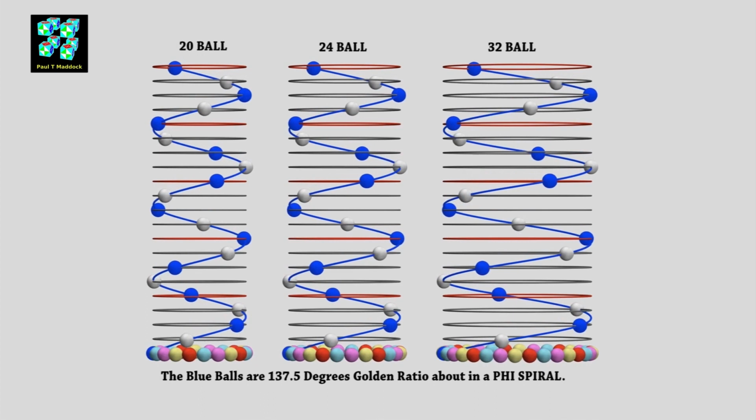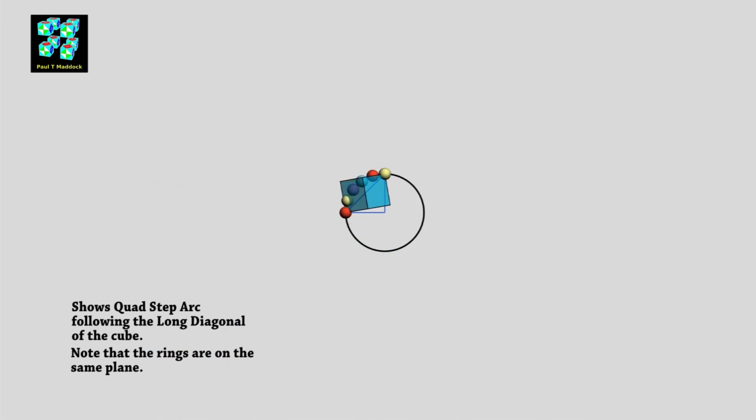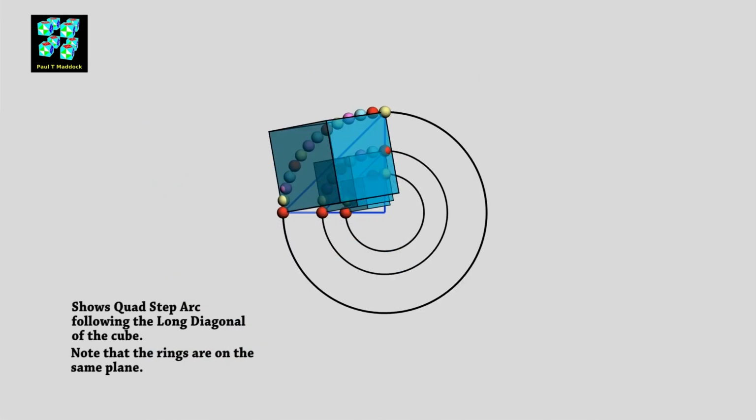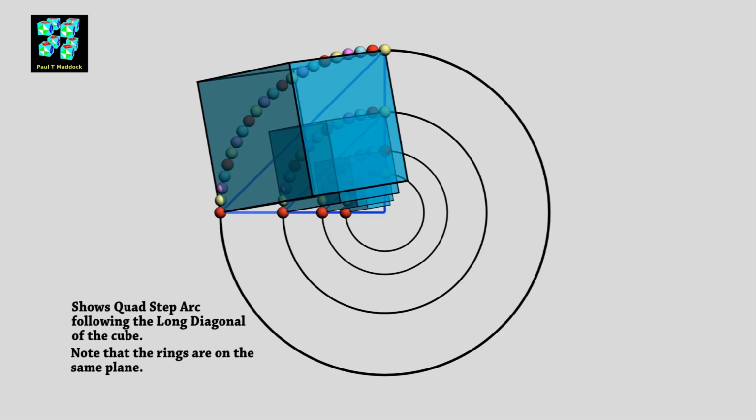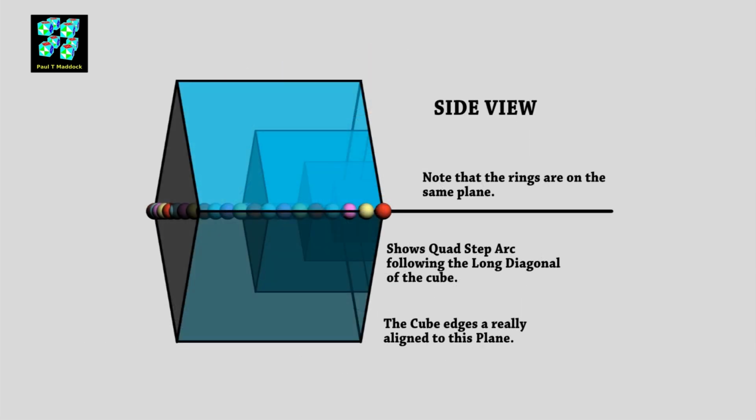So we're going to start with a 5-ball long diagonal of the cube. I want to keep this to 3 dimension. Now in front I'm showing 4 cubes with 4 arcs, long diagonals. Now if you look at the rings, the 4 rings are concentric and they're on the same plane. Now this is a little bit confusing because the cube doesn't look that way, but I'm going to show you a side view, and you can see that the edges are lined up to the same plane.